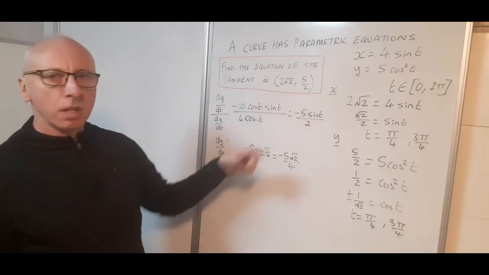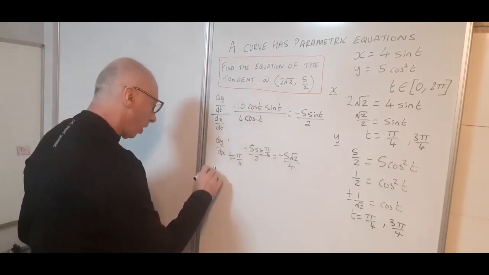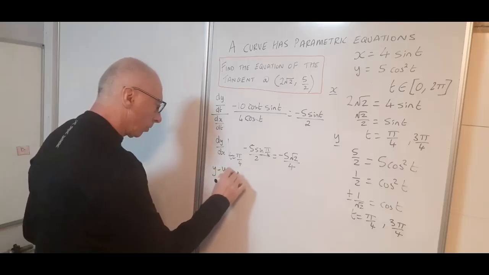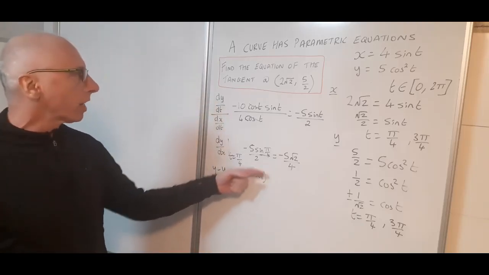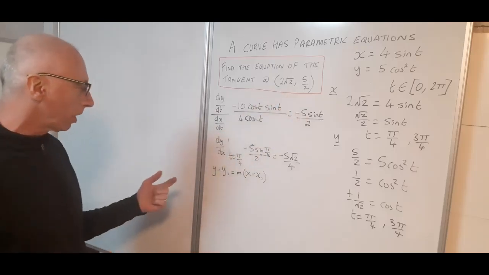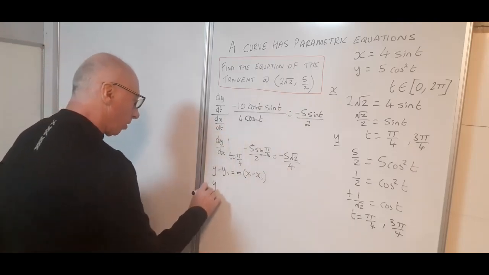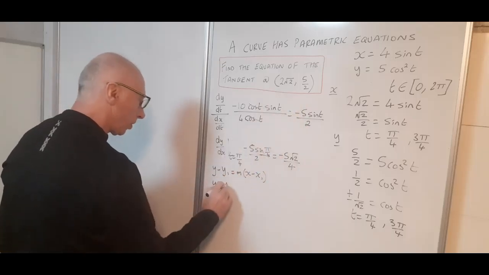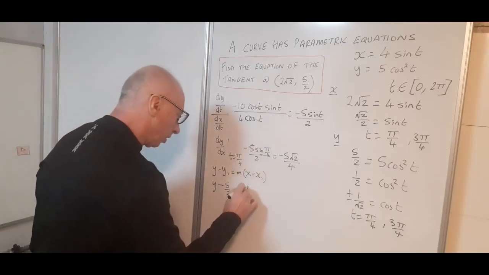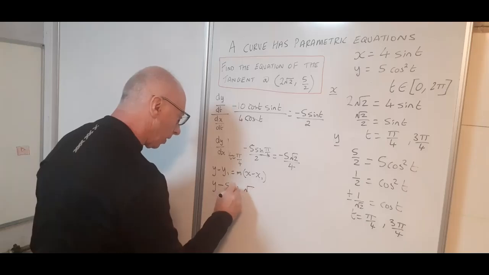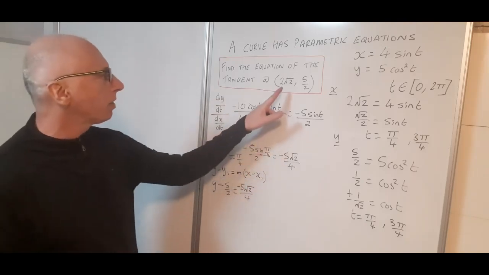So to find the equation of my tangent, the equation I need is y minus y1 equals m times x minus x1. My y1 and x1 will come from the point that I know is on my curve. Then my m is now my gradient. So let's solve that. y minus 5 over 2 equals minus 5 root 2 over 4, times x minus 2 root 2.